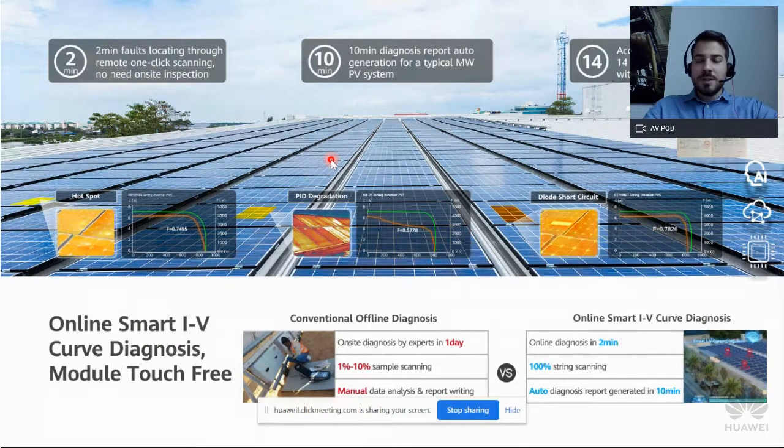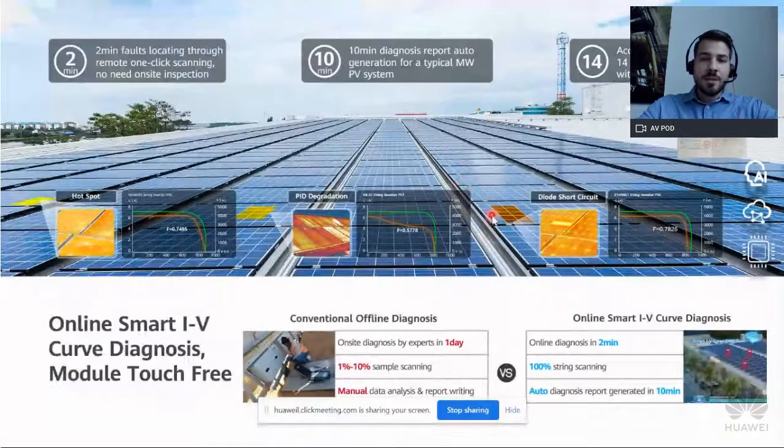This can be done because each problem, like PID degradation, hotspots, or diode short circuit, has its own unique characteristic. A lot of these characteristics are very similar, but they can be differentiated from each other, though we need the help of artificial intelligence and big data for this. And the Smart IV is also available in the 185 KTL inverter, and you just have to use the net ecosystem to run this.